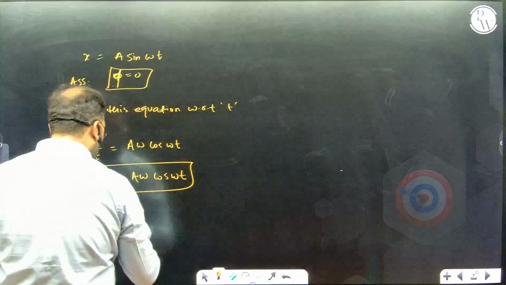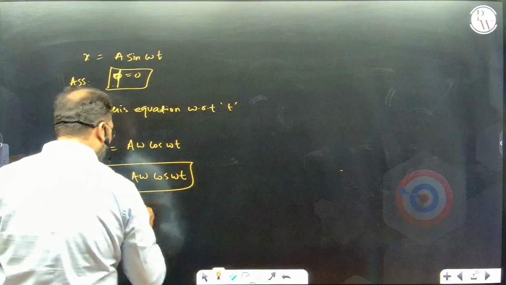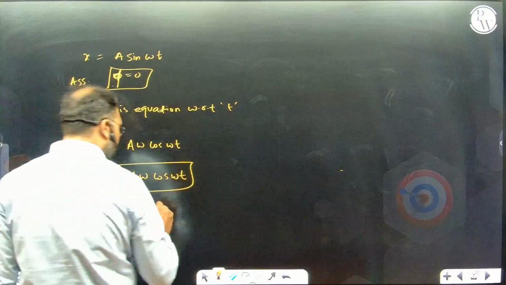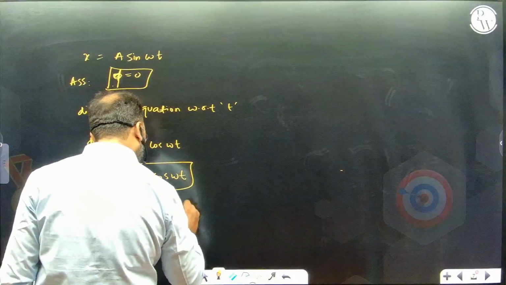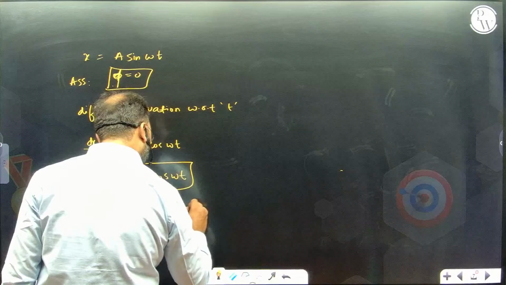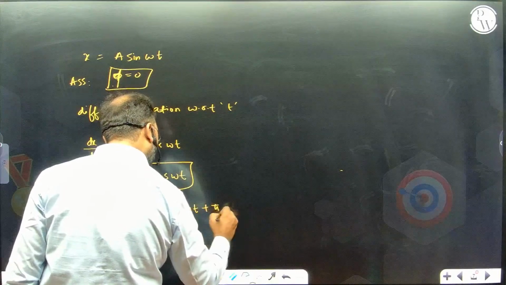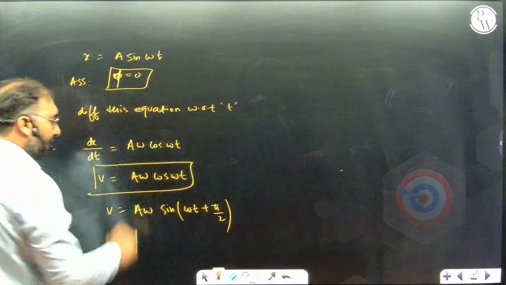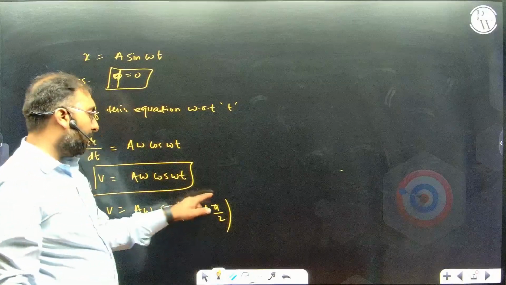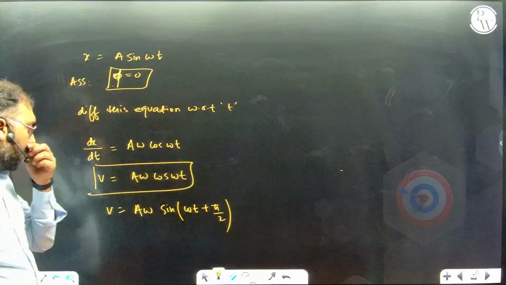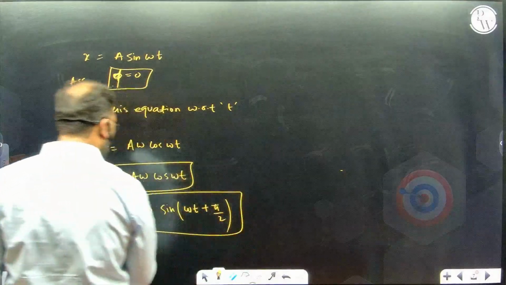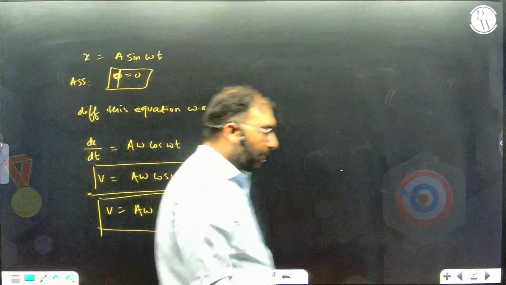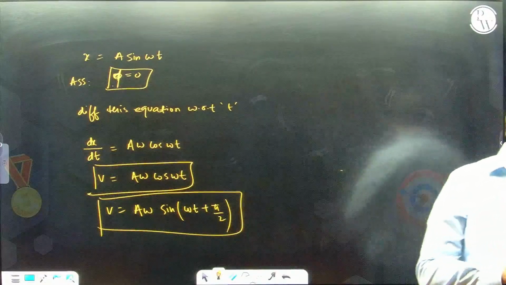So what I am going to do here is, a omega cos theta can be written as sine omega t plus pi by 2. Okay, sine 90 plus theta is what? It's cos theta. So sine pi by 2 plus omega t is what? Cos omega t. So velocity can be written as a omega sine omega t plus pi by 2. So this is how we can write it.